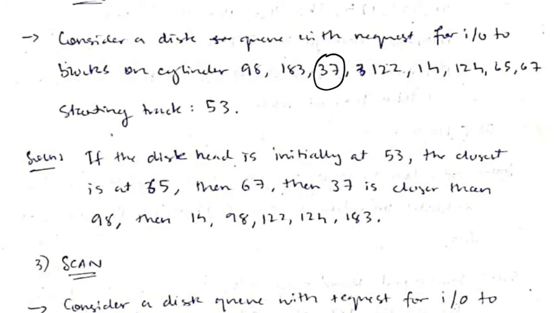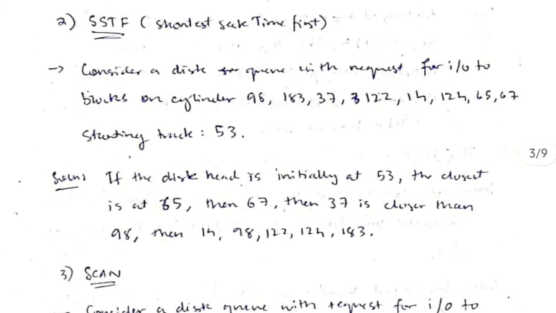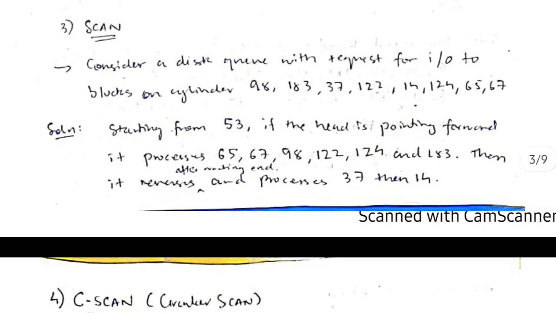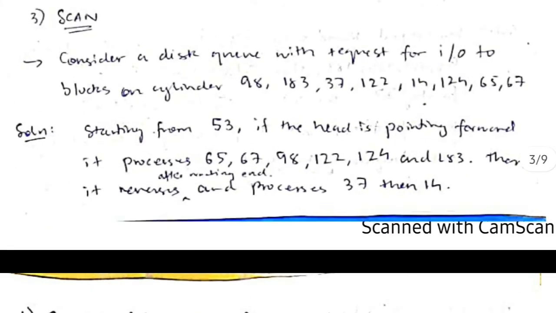When it comes to 37, the closest is 14. So in that way, it will find which is the closest, and then it will access that one. Okay, this algorithm is known as shortest seek time first. The third one is scan. In scan, it will start from 53, going in the forward direction or backward direction, that we have to specify.